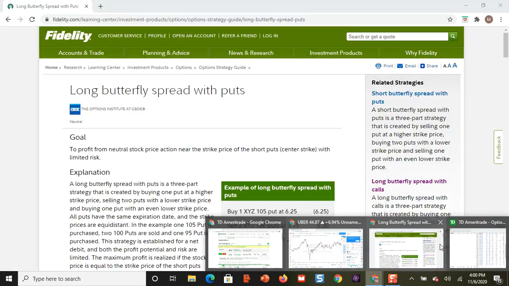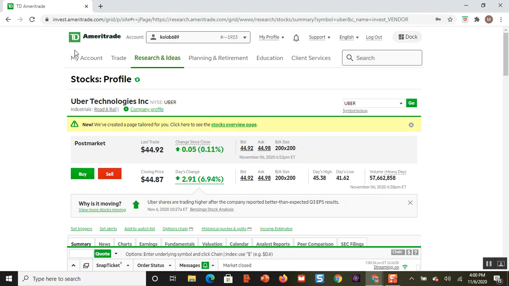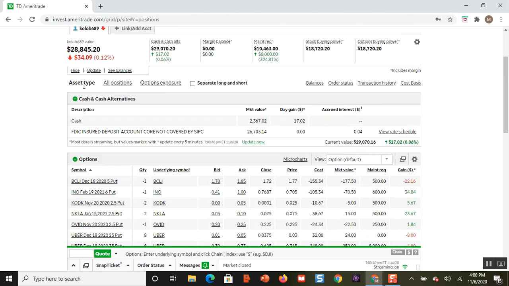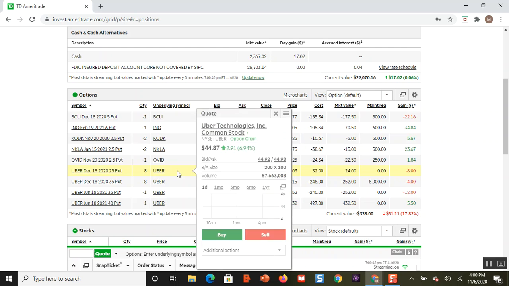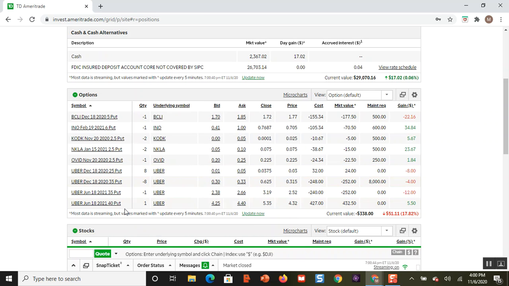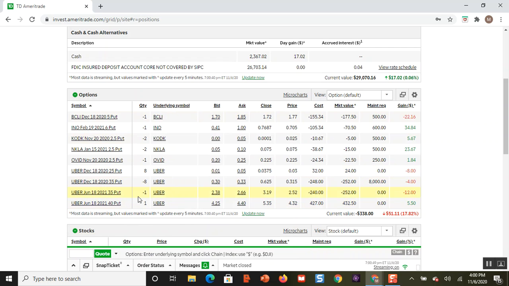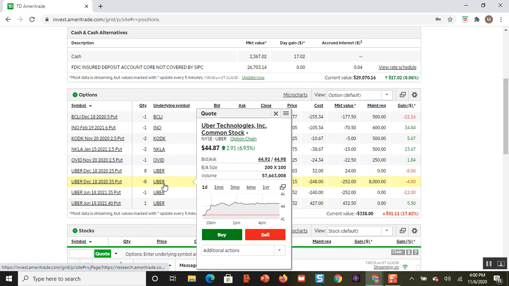And let me go to my positions so you can visualize better what I did. So here's my positions right here. And down here you can see all my Uber. So there's my $40 put. And there's my $35 put right there. And then there's 8 puts.